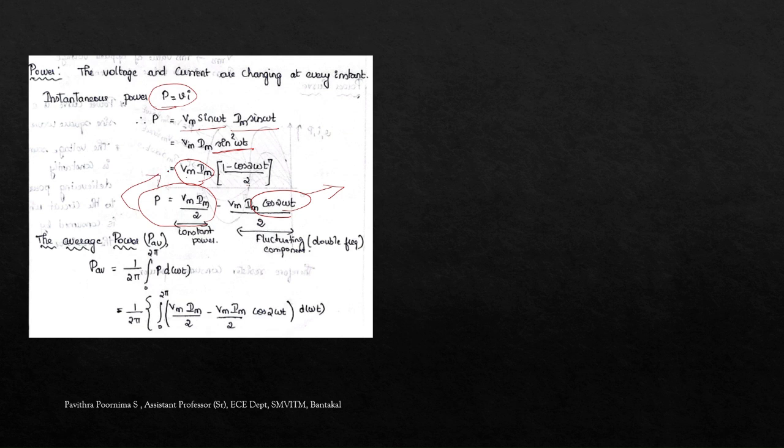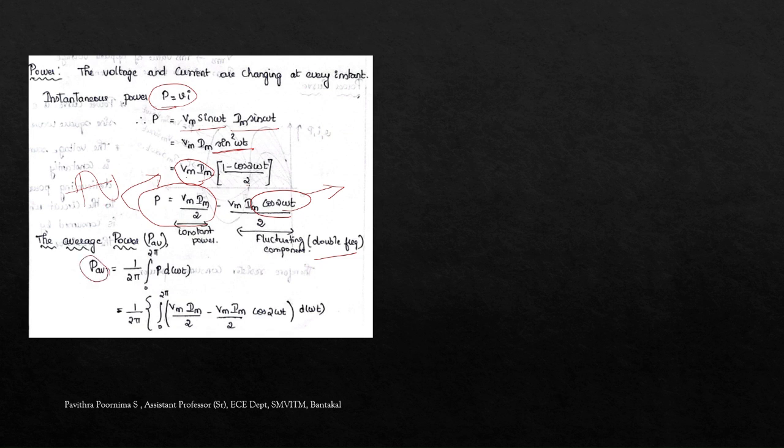So this equation is nothing but the equation from the previous one. Here I have split it into two terms. One is Vm Im divided by 2, and one more is minus Vm Im cos 2 omega t divided by 2. So this is constant power, without any fluctuation, and this is a fluctuating component which has double the frequency. And this is P. And next we are going to find the average power, because we are considering only one cycle, 0 to 2 pi. So what is the average power in that cycle, 0 to 2 pi?